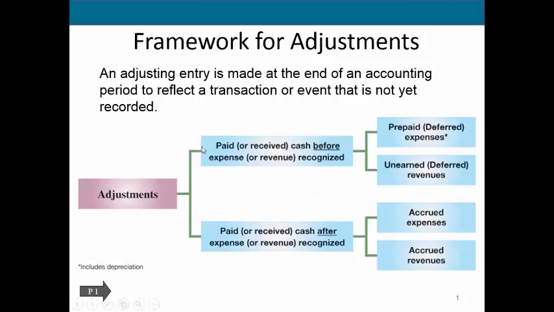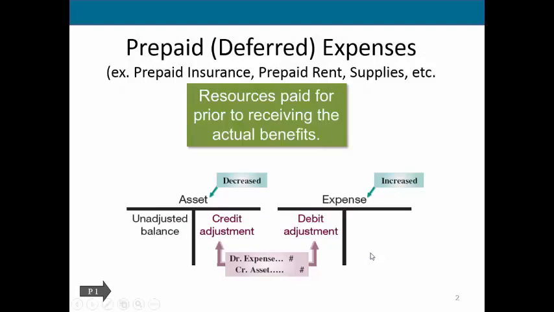So keeping in mind these items up here, if we have a prepaid expense or unearned revenue, this is where the cash has already changed hands. On the other hand, accrued expenses and accrued revenues, this is where we have either revenue or an expense, but the cash has not changed hands yet. And we'll explain what that is as we move through the next couple of slides.